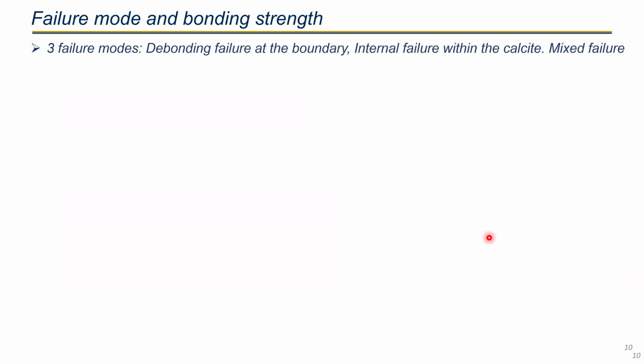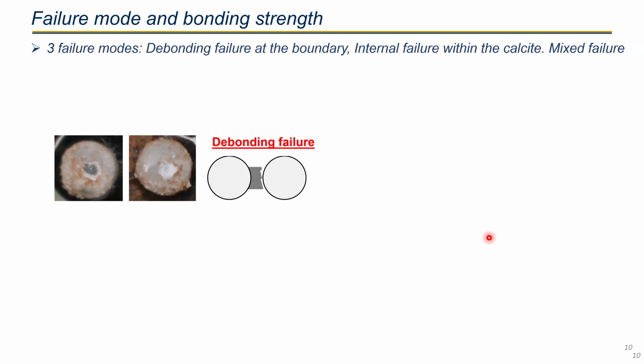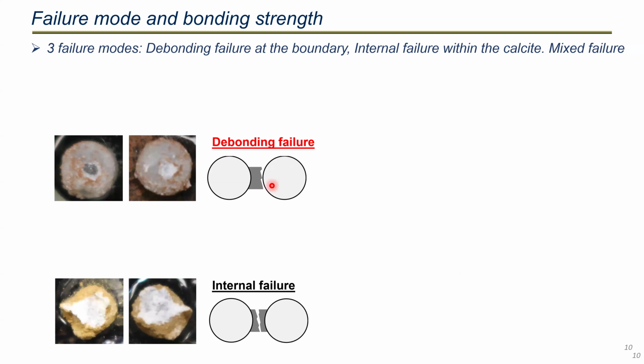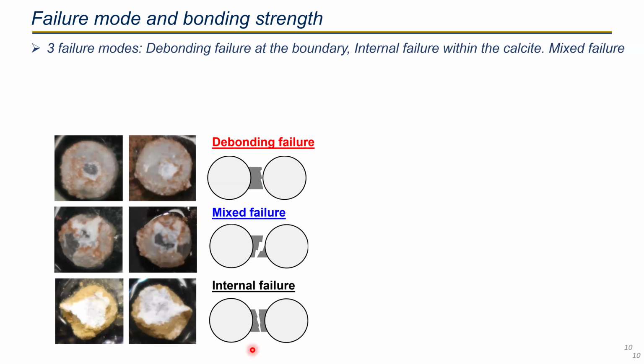Let's start with the failure mode analysis and then the bonding strength. From the test, 3 failure modes were observed. The first one is the debonding failure, where the failure occurred between the sand particles and the precipitated calcite boundary. The second mode was internal failure, where the failure occurs within the calcite. And the third one is the mixed failure, which is in between.